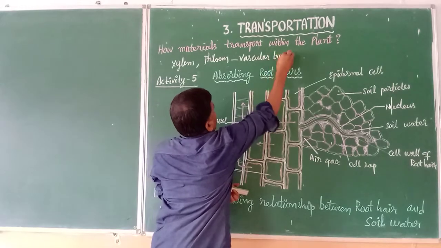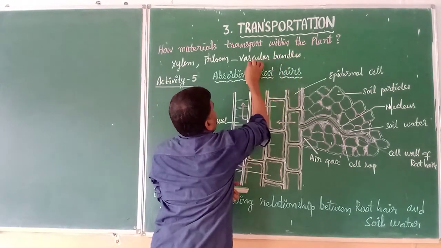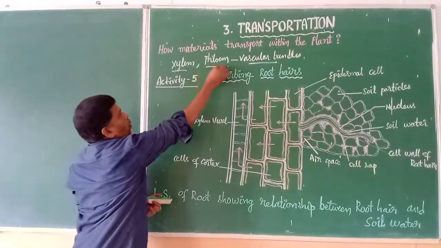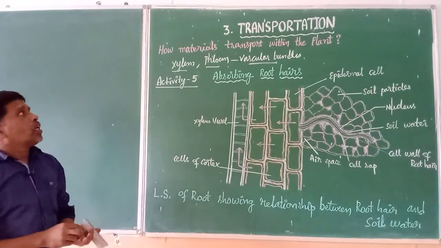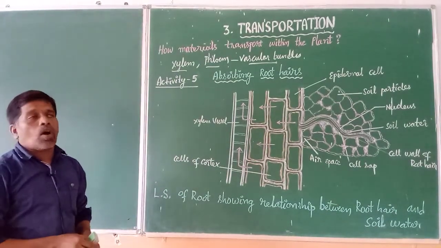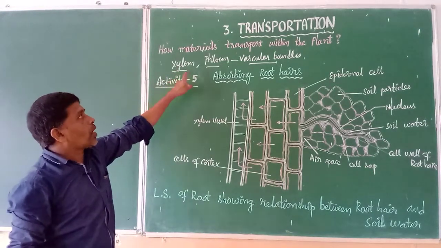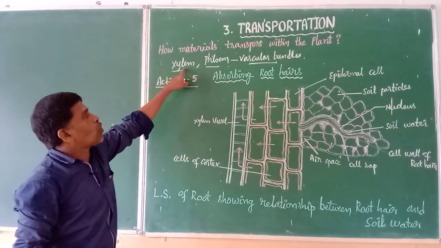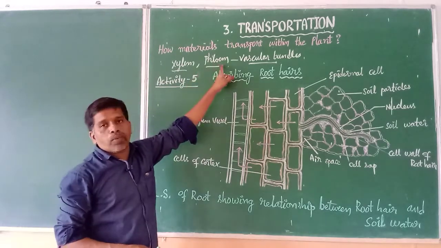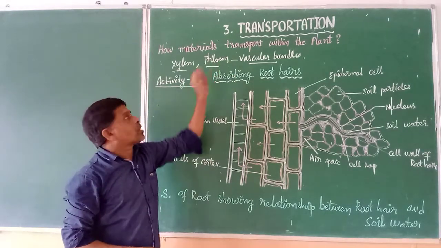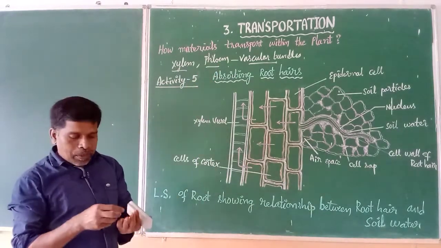So what is the function of these two types of vascular bundles? Xylem and phloem are called complex tissues because they are made up of more than one type of cells. Xylem is made up of 4 to 5 types of cells, phloem is also made up of 4 to 5 types of cells. So what is the specific function?